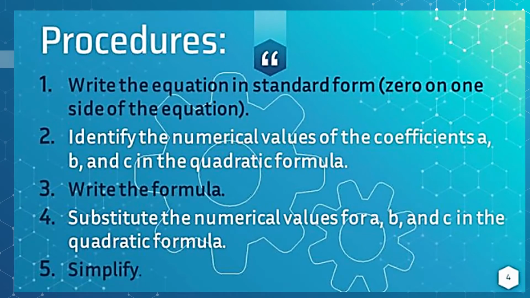Here are the procedures in using the quadratic formula. First, you have to write the equation in standard form. 0 must be on one side of the equation. Second step, identify the numerical values of the coefficients a, b, and c in the quadratic formula. Third step, write the formula. Fourth step, substitute the numerical values for a, b, and c in the quadratic formula. The fifth step will be the last step, wherein you're just going to simplify.